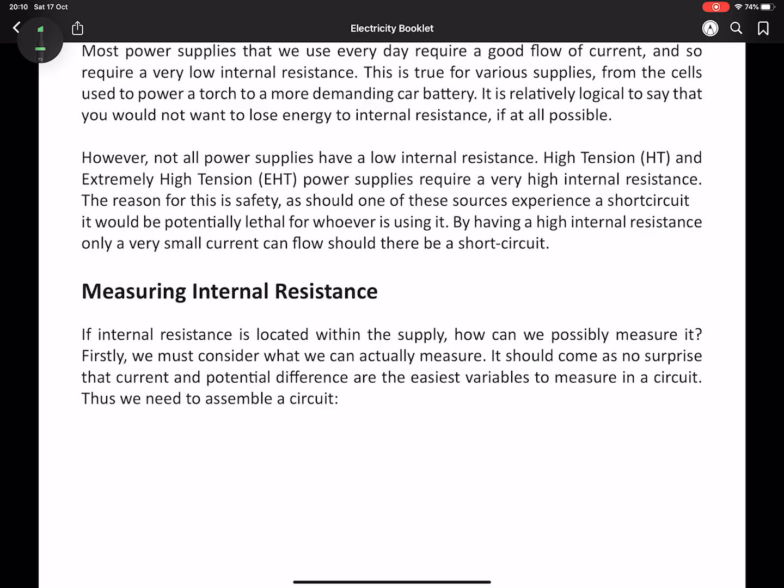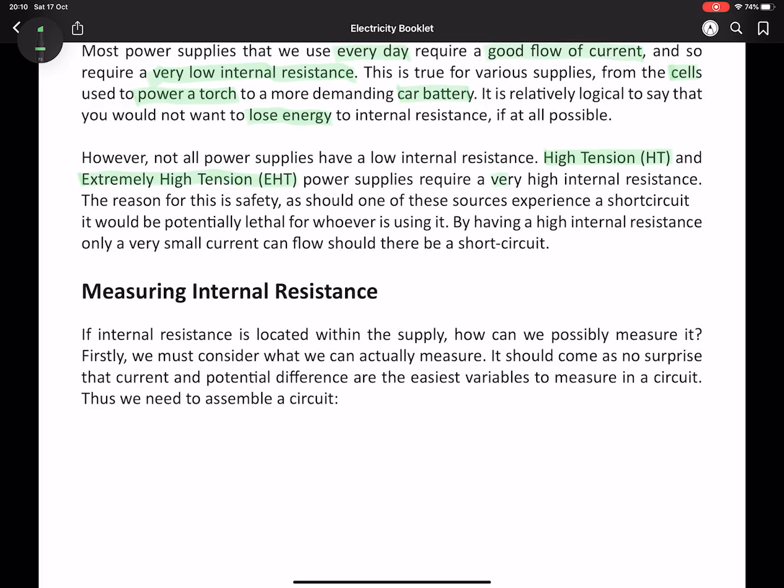Now, a little aside on power supplies, it is important to realize how internal resistance can be used and controlled in our everyday lives. So normally, most things we use require a good current, a useful high current value. So, for example, if we have a torch, we don't want it heating up, we want to get the efficient output of light. A car battery needs a really high current to start. So in order not to lose energy, we need to have a low internal resistance for those supplies.